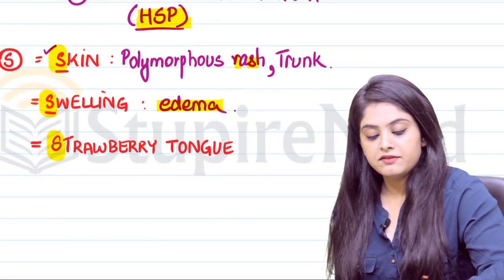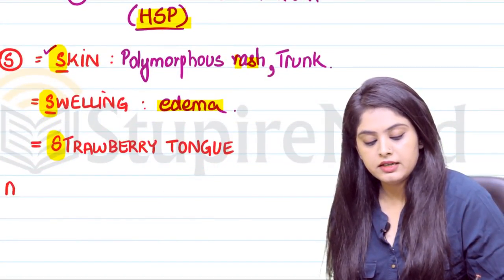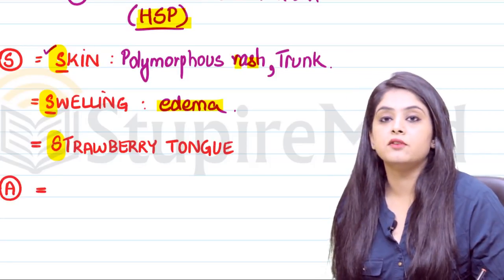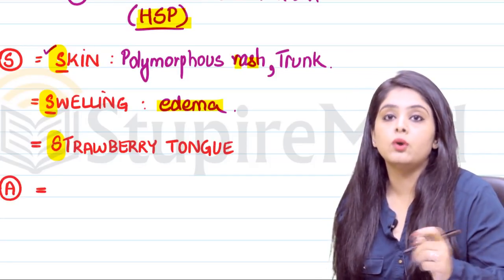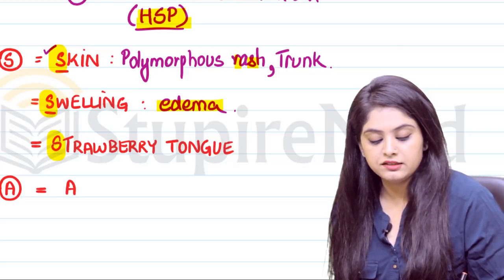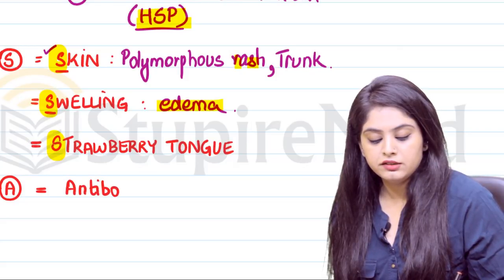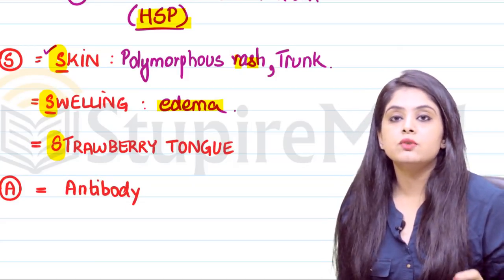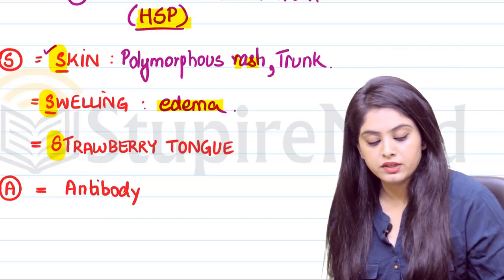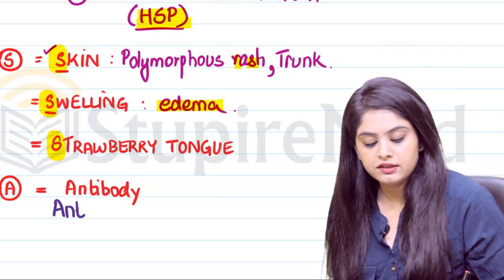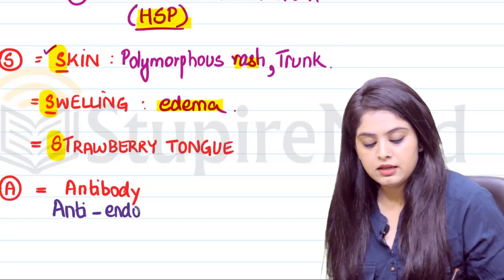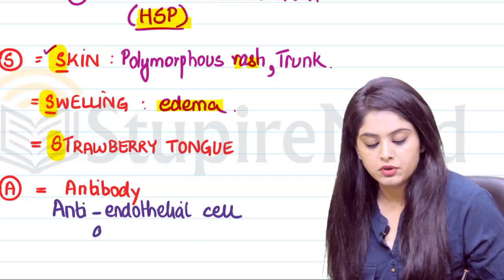Moving on to the next alphabet of Kawasaki, the next A now stands for, which might just help you solve the question of the day, that is antibody. So Kawasaki disease children will show an antibody, and what is that antibody? It is anti-endothelial cell antibody.